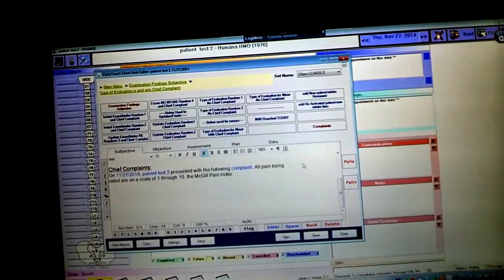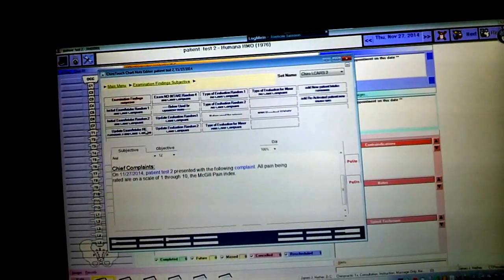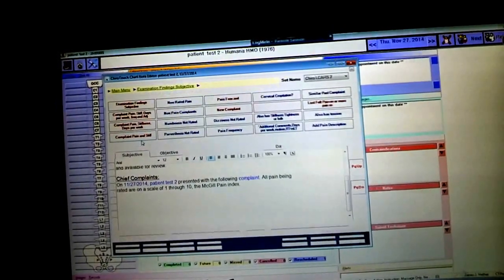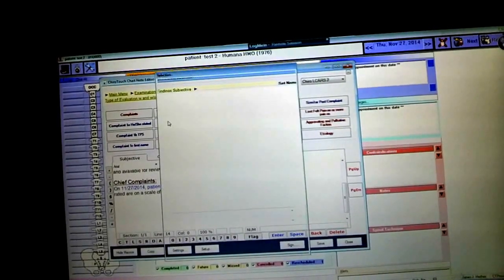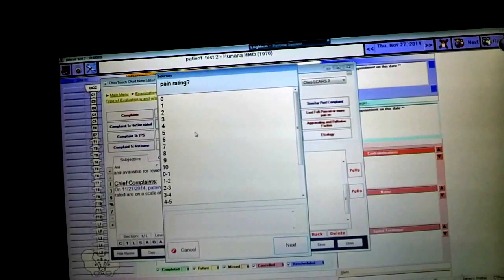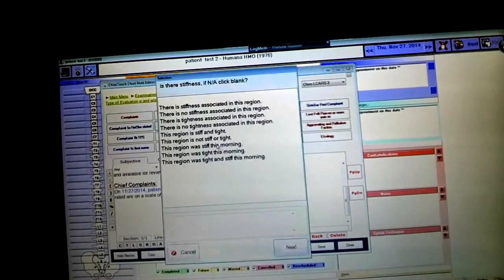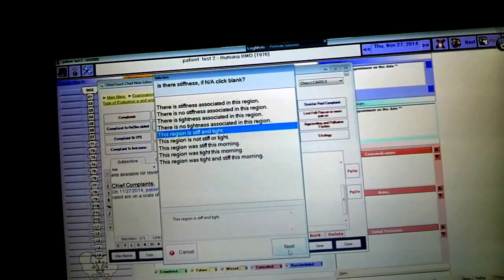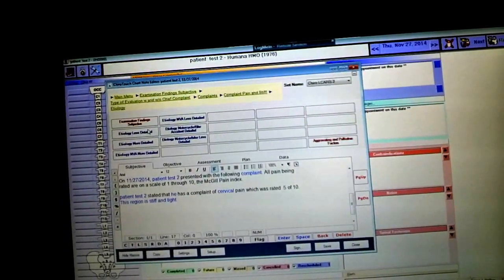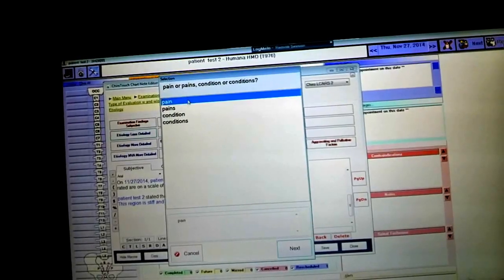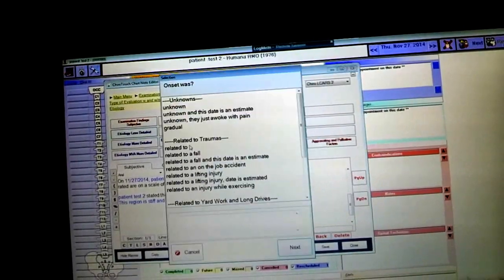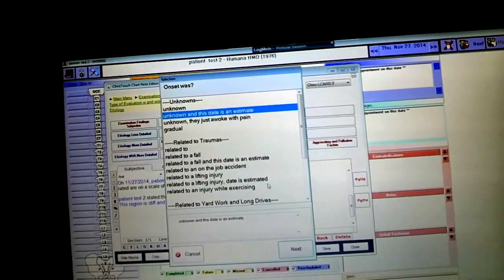And then we're going to go directly to the right and say, under complaints, how detailed do we want to be? Let's say we don't want to be that detailed. We just want to see, does this individual have neck pain today? The pain in the neck is rated about a 5, and this is both tight and stiff. From there, we can go right over under etiology and say that the etiology for this pain is unknown, and that the date that we gave is an estimate.